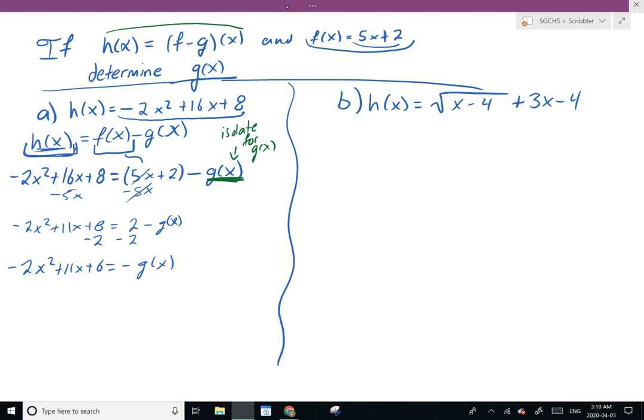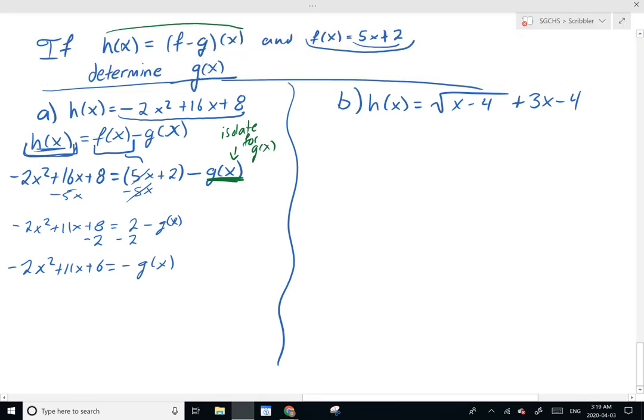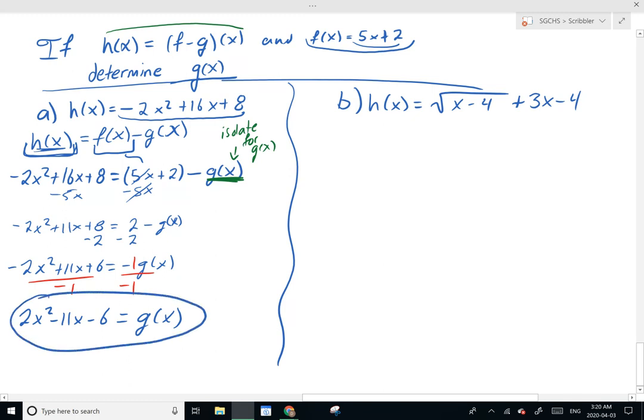And now at this point, you're not quite done. If you finish there and you say g of x equals this equation here, that's not true, because we still have this negative to worry about. So there's multiple different ways to solve for it. I'm going to see it as if it's a negative 1 multiplying our g of x, so I'm going to divide negative 1 from both sides. And that's going to simply change all of your signs, sorry, all of your signs of your coefficients. So that becomes positive 2x squared minus 11x minus 6 equals g of x. And that's what g of x equals.